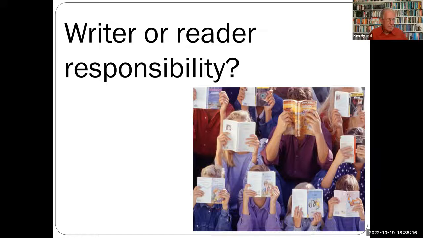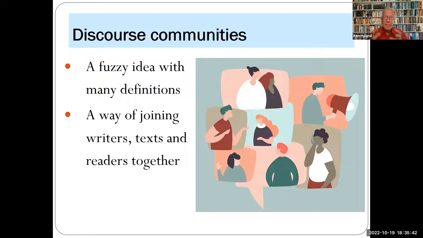And I know that my Hong Kong students got sick of what they saw as a repetition. Say what you're going to say, say it, and then say what you've said. Seems too much. But considering readers then largely means looking at how writing is used by social groups. And the idea of discourse community is important here as a way of joining text writers and readers together.